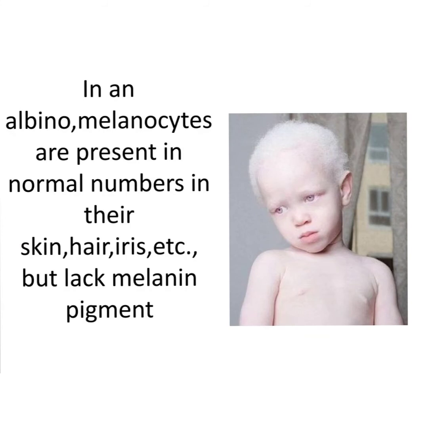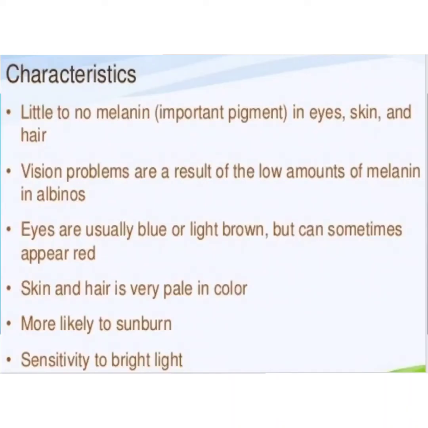In an albino, melanocytes are present in normal numbers in their skin, hair, iris, etc. But these melanocytes do not have the melanin pigment. So what are the characteristics of this disease? Little to no melanin pigment in the eyes, skin and hair. Vision problems result as a cause of low amounts of melanin in the albinos. Eyes are usually blue or light brown but can sometimes appear red. Skin and hair is very pale in color, more likely to cause sunburn. Sensitivity to bright light occurs.